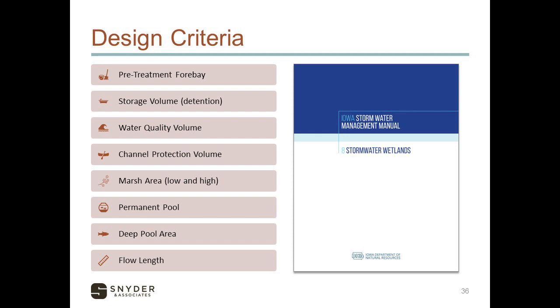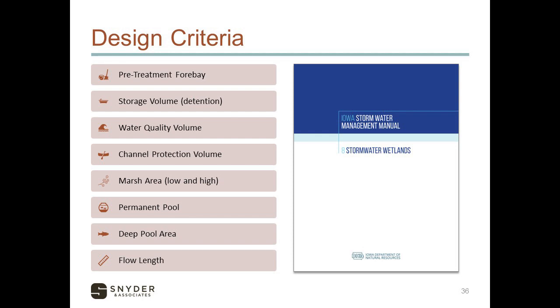So we're looking at things like trying to provide a treatment forebay to gather sediment before it gets into the wetland. We're looking at the storage volume so we can provide that detention for the larger storms. We're looking for treating the water quality volume and the channel protection volume, providing that extended detention of the smaller storms to remove sediment, remove nutrients, and also prevent downstream channel erosion.